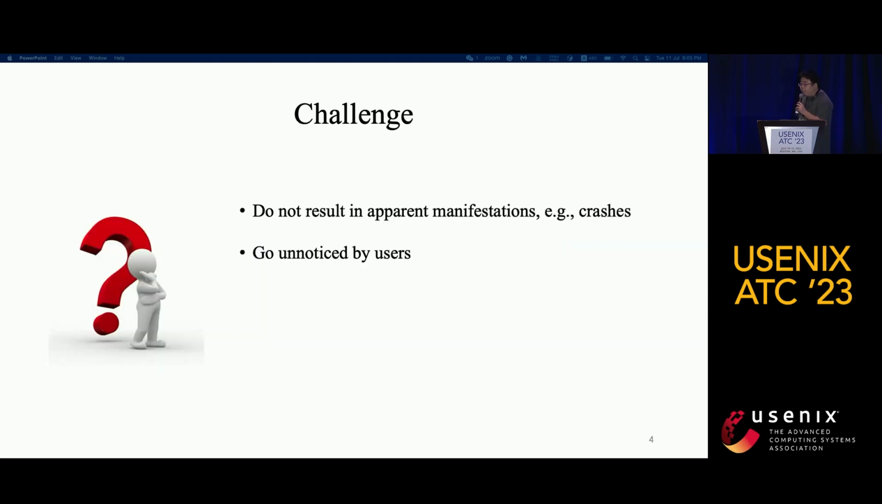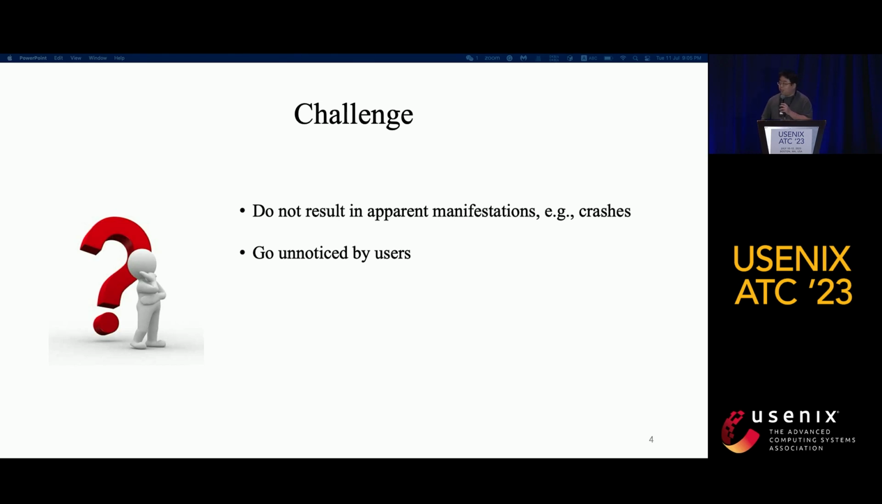As you can see, a logical bug is different from a traditional software crash, because a crash is very easy to discover. You can just observe the runtime status of the system. But for a logical bug, the system can run normally but get the wrong result. And the users or the developers are often unaware of the existence of the logical bug.